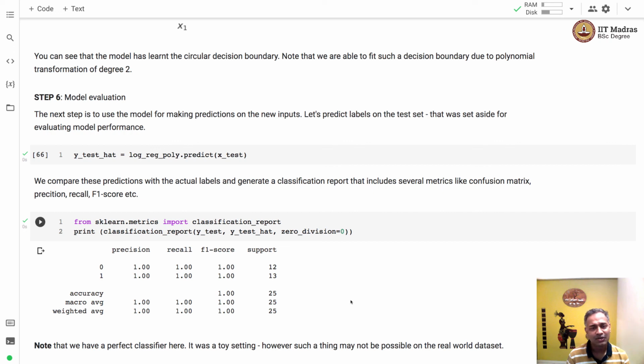In the next video, we'll try to visualize the loss function and the gradient descent trajectory for this toy two-dimensional feature matrix case.